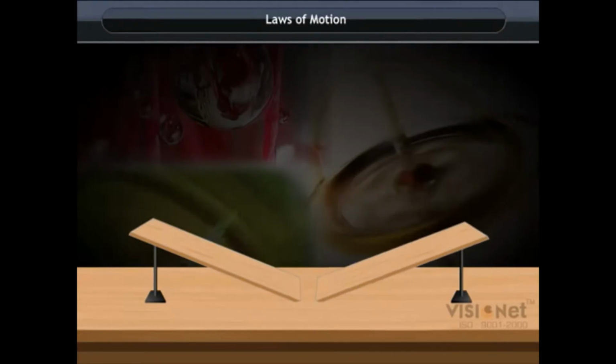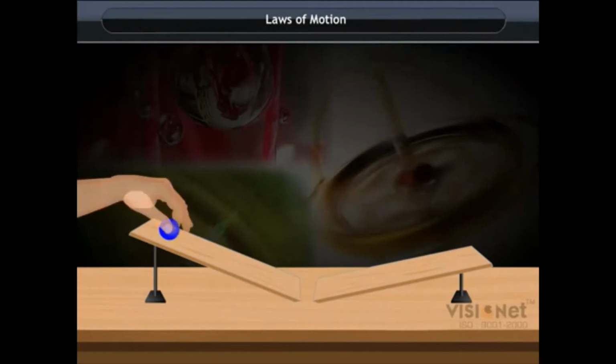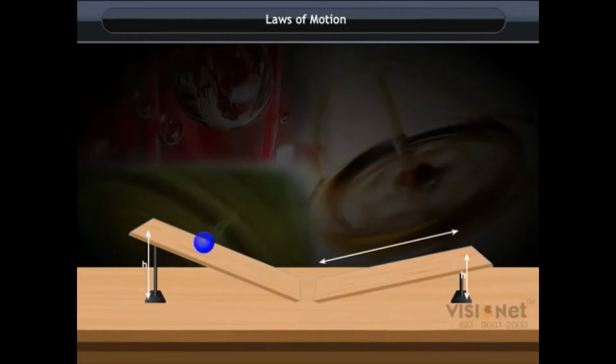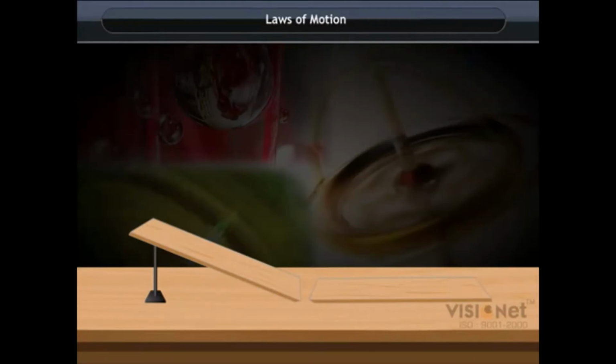Now decrease the inclination of the plane on the right side and release the ball again. What do you see? It traveled a larger distance to reach the original height. We can keep on doing this, but what happens when the slope of the inclined plane eventually reduces to zero, that is, it becomes horizontal? The marble will continue to travel forever trying to reach its original height. But this is impossible because all ideal conditions cannot be zero.